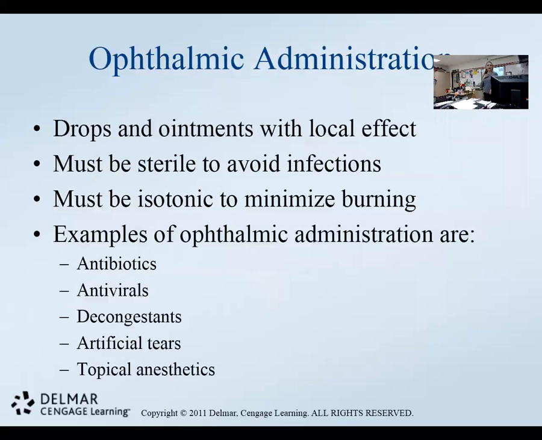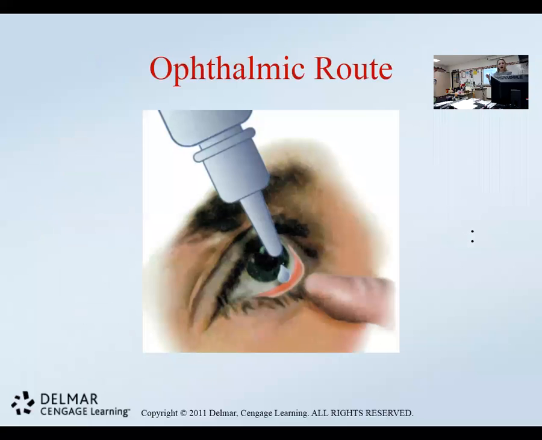Ophthalmic administration, so eye drops and ointments. Either one can be used, but they must be sterile. You don't want to just drop some nasty something into your eye. It has to be isotonic, so that it doesn't expand or destroy your cells. It needs to have the same consistency, the same chemical makeup as your eye, so that it doesn't cause burning or irritation. So antibiotics, antivirals, decongestants, artificial tears, all kinds of stuff. Anesthetics can be eye medicine.